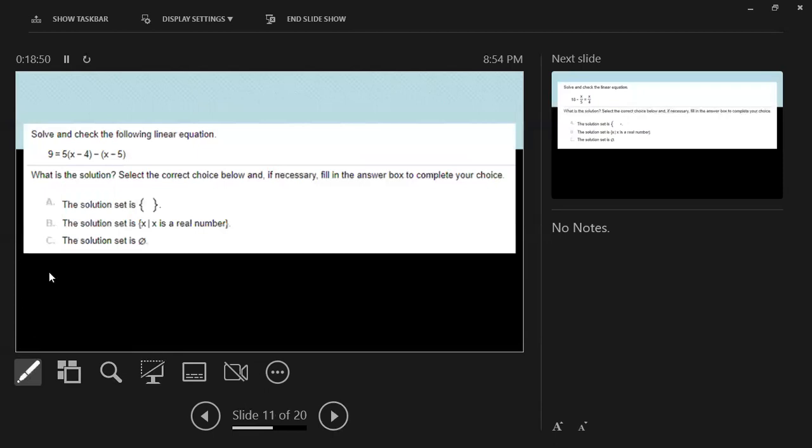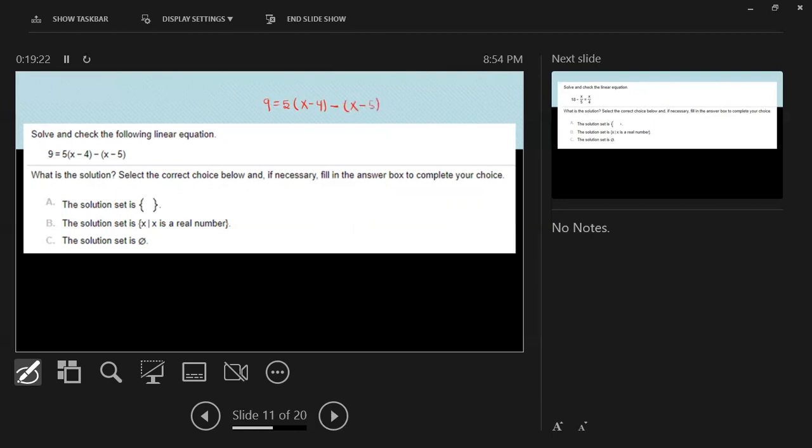All right, so for this particular item, it says solve and check the following linear equation. So we have 9 equals 5 times the quantity x subtract 4, subtract the quantity x subtract 5. So I'm going to rewrite that equation. So we have 9 is equal to 5 times the quantity x subtract 4, subtract the quantity x subtract 5.